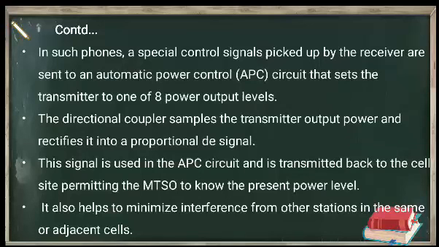That automatic set, because if it is not set, the signal will get disconnected or lapsed. The directional coupler samples the transmitter output power and rectifies it into a proportional DC signal. This signal is used in the APC circuit and is transmitted back to the cell site, permitting the MTSO to know the present power level.